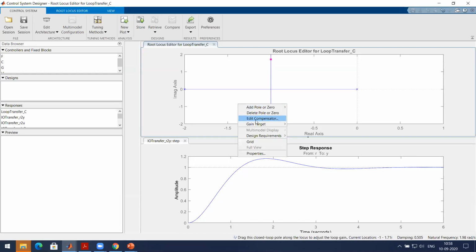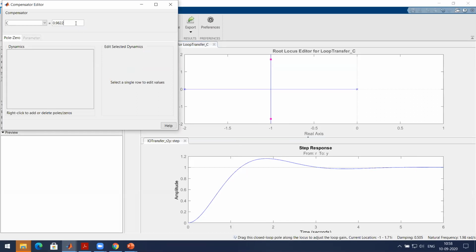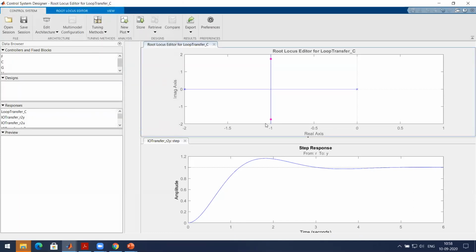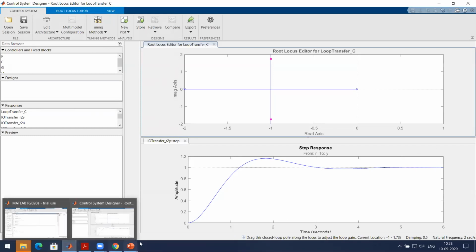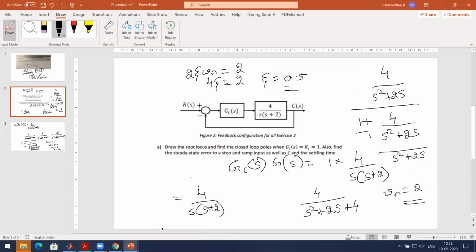Okay, so I will go edit the compensator. I'll make it as 1. It will go correctly to those positions. So this is minus 1 minus 1.73i. Okay, so what position is this? Closed loop pole positions. These are closed loop pole positions for the gain equal to 1. Do you understand this? Yes, sir.